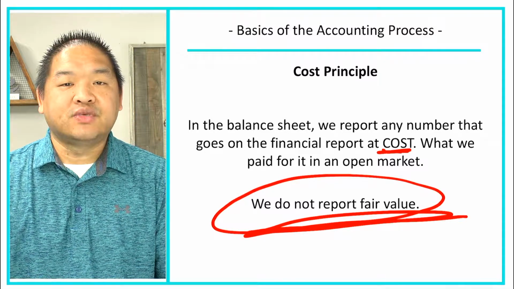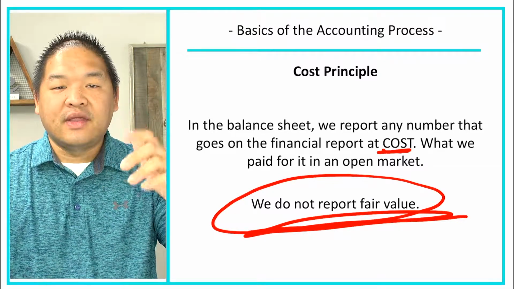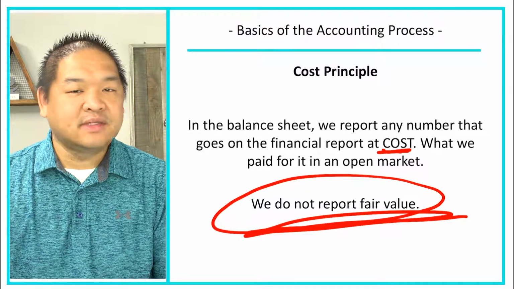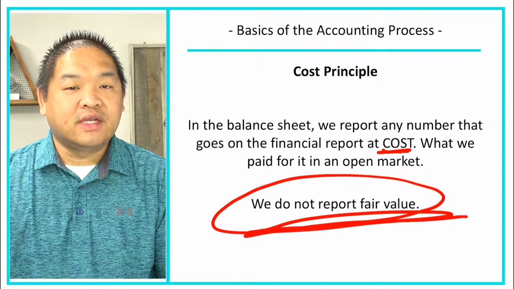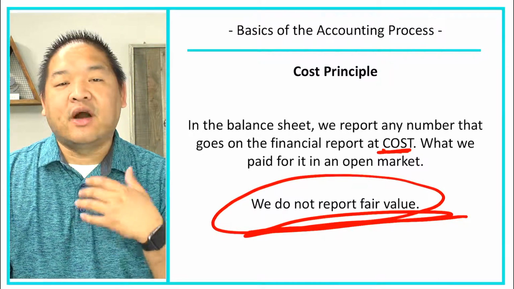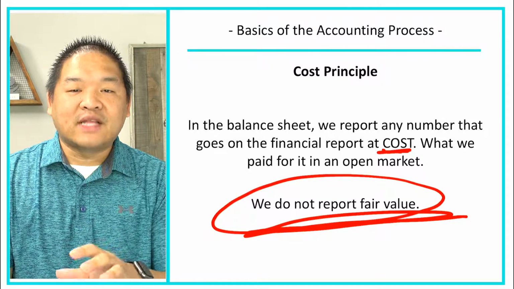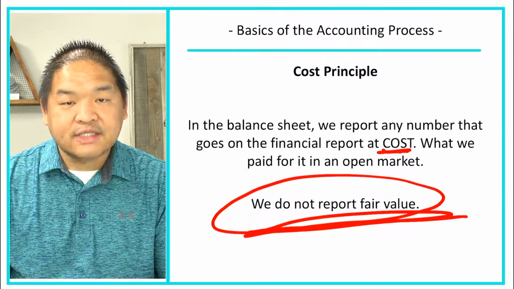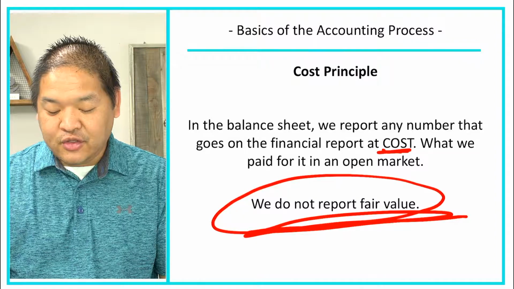So obviously McDonald's would love to show their balance sheet bigger, that their assets are worth $55,000, but that piece of land didn't cost them $55,000, it cost them $15,000. And so that's what goes on the books. So remember, cost, not fair value.